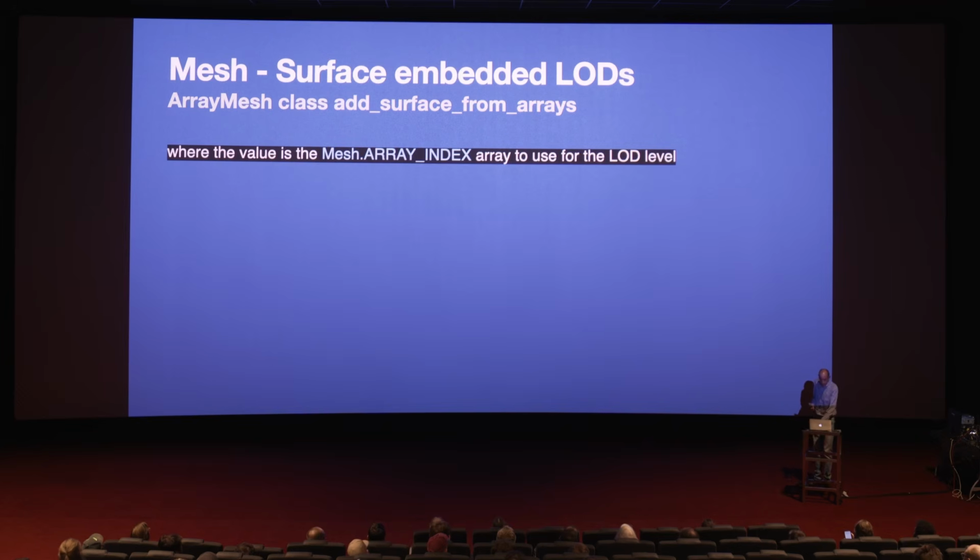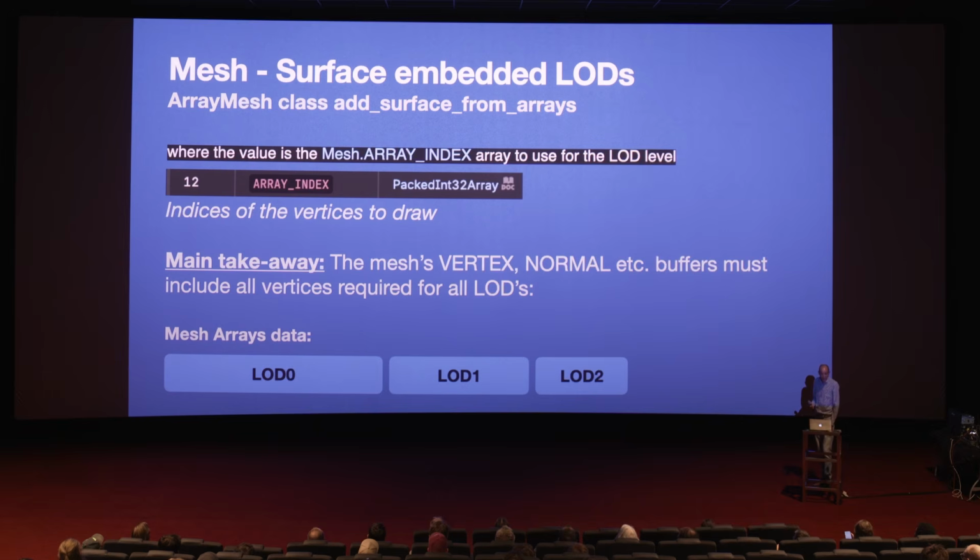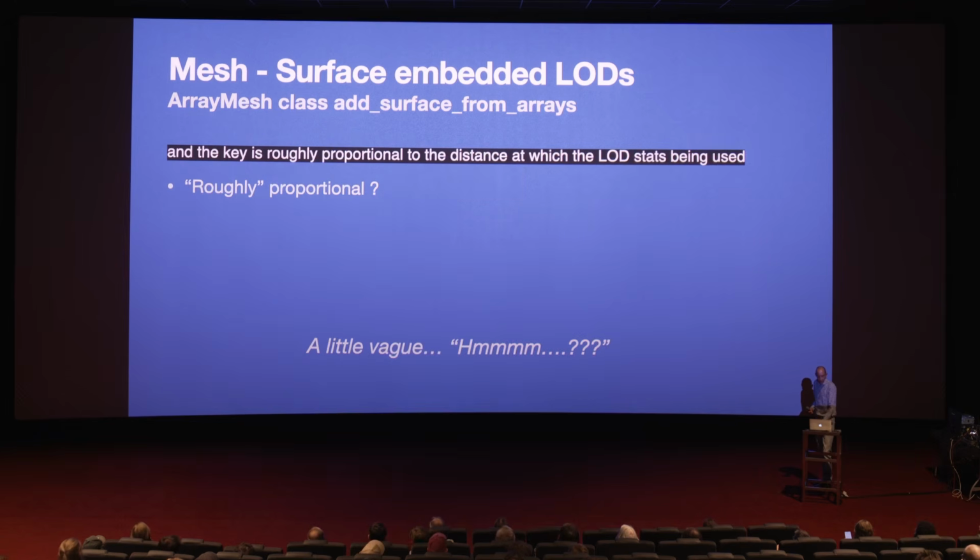Crystal clear. Okay, what they're referring to is somewhere deeper in the documentation. It's a PackedInt32Array, so an integer array, which just like on the normal array mesh, are indices of the vertices to draw. The main takeaway is your buffer on the mesh will need the vertices of all the LODs, and the values in the dictionary are the indexes that will actually be drawn.